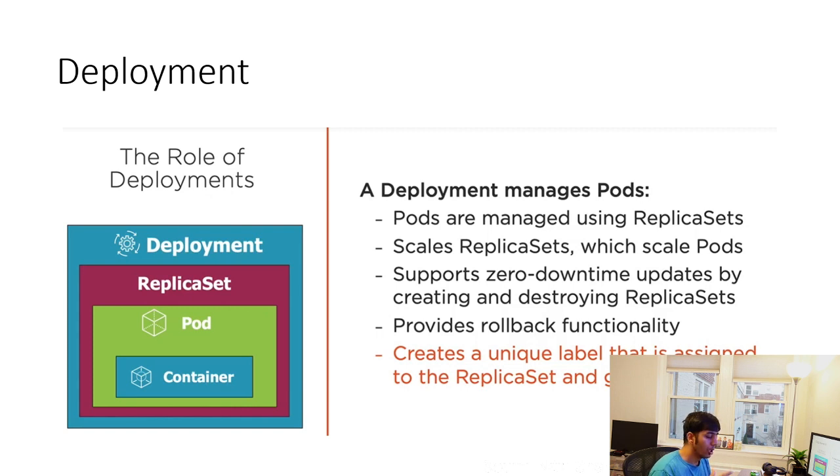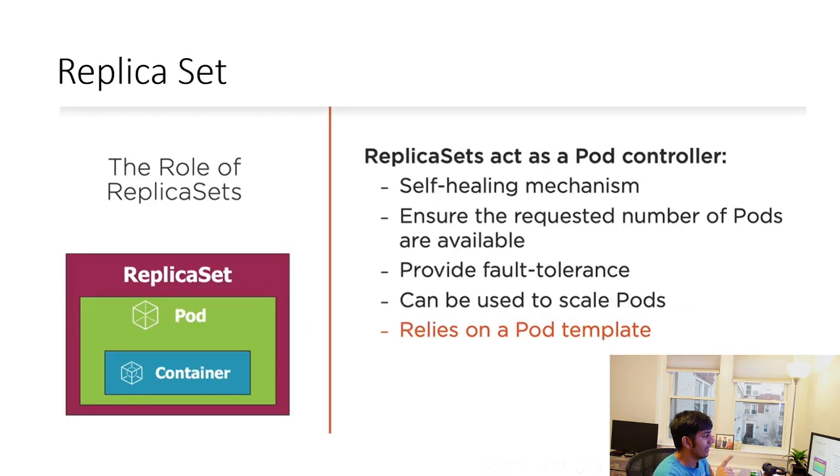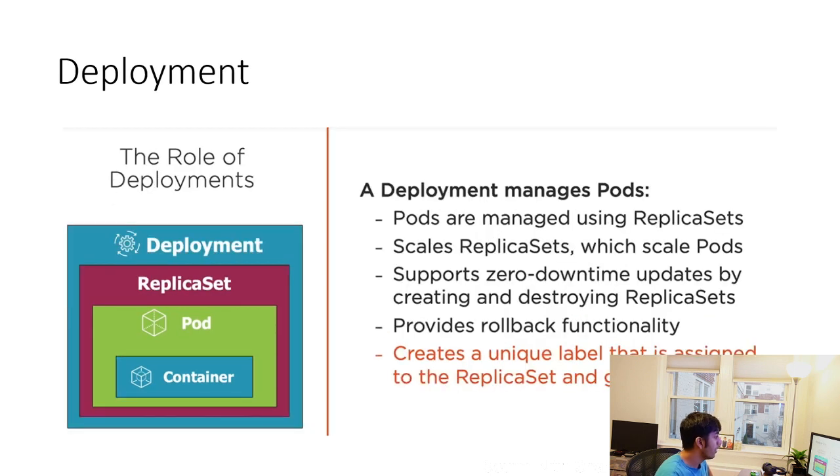Deployment. As I said, a deployment lies above the replica layer. So let's read. A deployment manages pods, and pods are managed using replica sets. Remember, a replica set acts as a pod controller, and pods are managed by replica sets. A deployment manages the pods and scales replica sets. Its job is to scale the replica sets. How many replicas do you need? And each replica has pods. So a deployment scales the replica set, which scales the pods. You see what I'm saying?